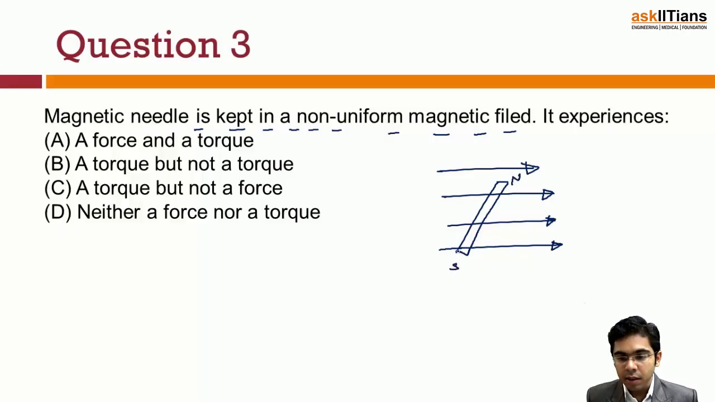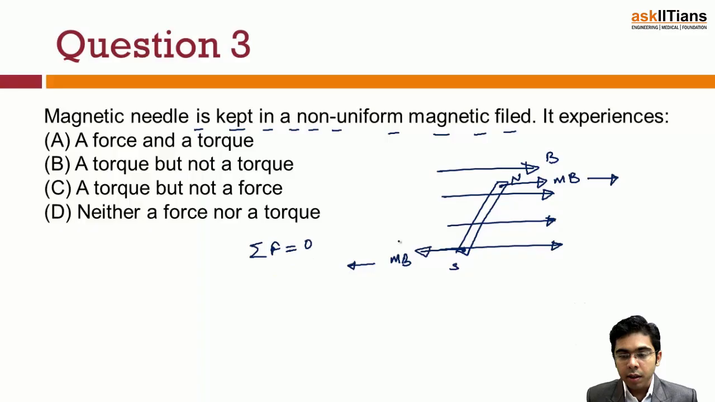On the pole strength, the south part experiences force MB in this direction, that means opposite to the magnetic field lines, and the north side experiences MB in the direction of B. This we have studied is for the uniform field. That means on the system the total force comes out to be 0: MB in the forward direction and MB in the reverse direction, so the summation of force is 0.